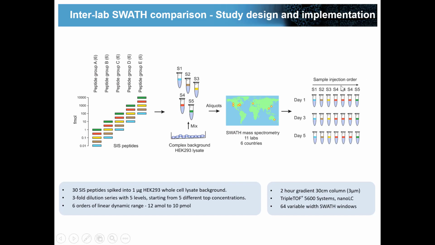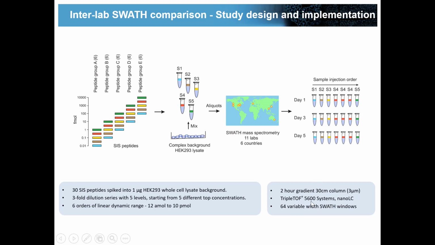So we asked them to inject all of these 5 samples that we created with replicates of this S4 sample, and we asked them to repeat this analysis 3 times over the course of a week. And it was using a relatively unsophisticated method at that stage. I mean, this 2-hour gradient with 30 centimeter columns, so not very fancy chromatography.